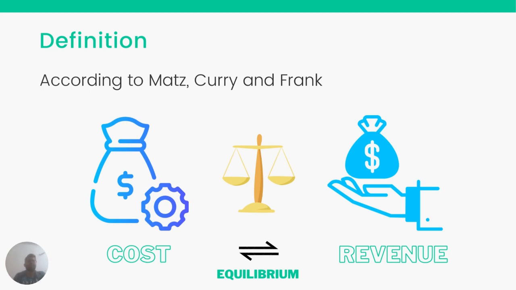The definition of break-even analysis, according to Mads, Curry, and Frank, is that it is a state where cost and revenue are at equilibrium. So, break-even point is a point where the cost put in by a firm and the revenue that it gains through its production and sales is the same. So, it's the point of no profit and loss virtually.